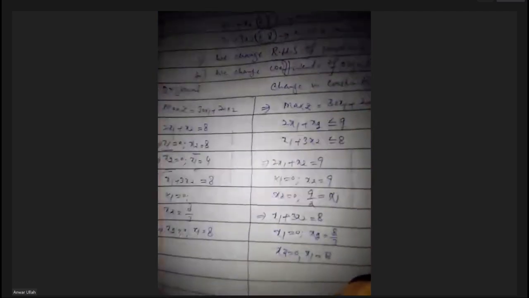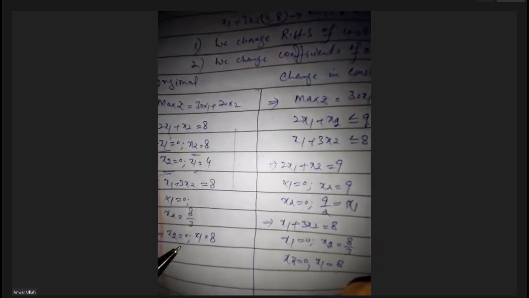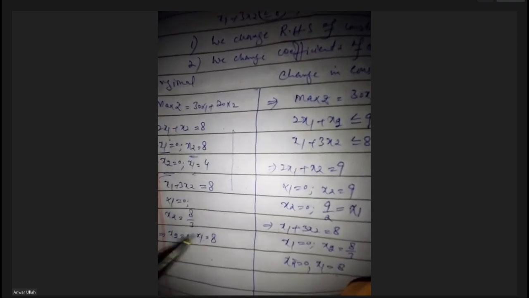Okay. Now the second constraint is that for x1 is equal to 0, x2 is equal to 8 by 3, and for x2 is equal to 0, x1 is equal to 8. So first of all, the second one is simple. For x2 is equal to 0, x1 is equal to 8. So this is the point that we plot here. Now the first one is for x1 is equal to 0, x2 is equal to 8 by 3. So 8 by 3 will give us 8 divided by 3, which is equal to 2.66 or 2.67. So here, this is the point.